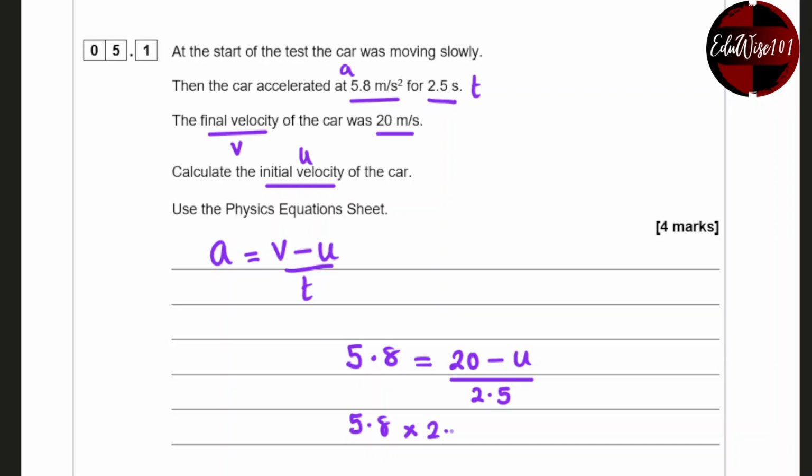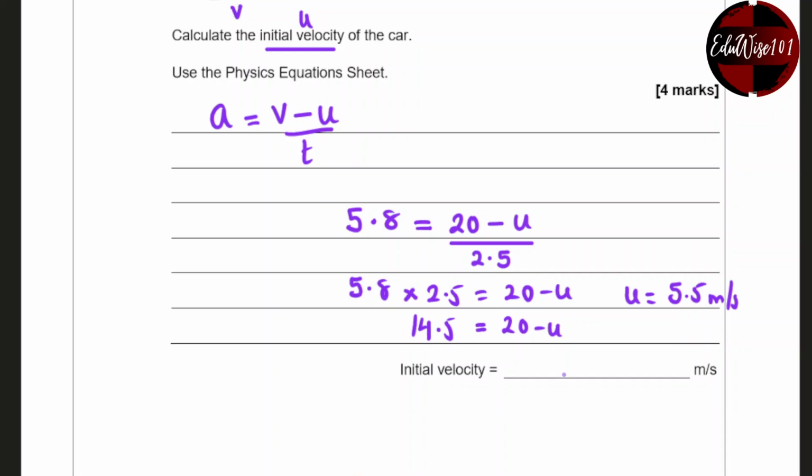So 5.8 times 2.5 equals 20 minus U. That's 5.8 times 2.5 is 14.5 equals 20 minus U. So rearranging it, U is going to be 5.5 meters per second. So initial velocity is 5.5 meters per second.